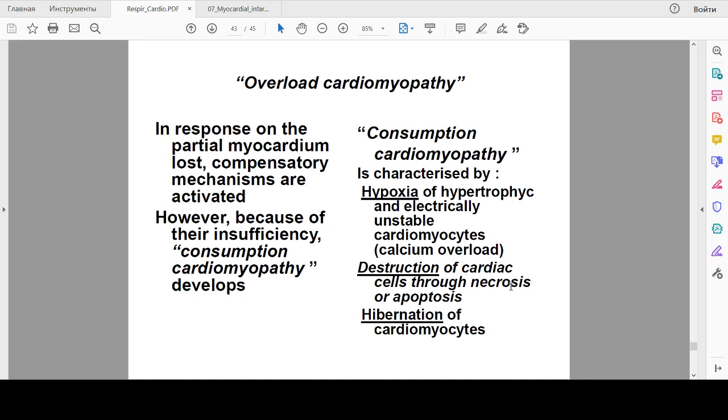And one more thing, which is typical of overload, of consumption cardiomyopathy, is hibernation of cardiomyocytes. What is hibernation? Cardiomyocytes are still alive in hibernation. But what happened? Their functions are significantly inhibited. And not only inhibited, I must say they are turned onto very strange functions. For instance, a light exciting stimulus may excite cardiac muscles so much, and vice versa.